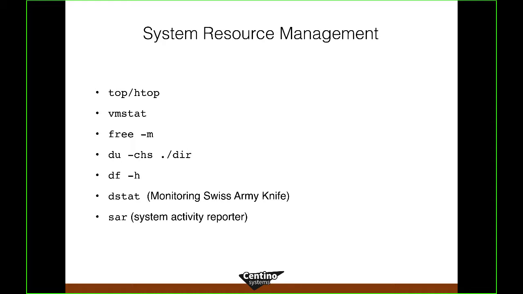htop, I think, is significantly better than top in its visualization, its sorting and selectability, and the ability to interact with processes. That's available in EPEL if you want to install it. So you install the EPEL repository, then install htop, and you'll have that available. vmstat is how you're going to find out if you're swapping or not. Are your processes actively paging to disk? That's going to be your go-to command for that. free -m is going to give you the available amount of memory on your system in megabytes.